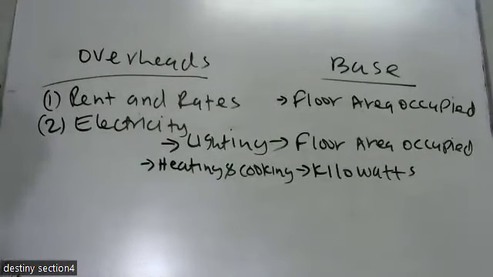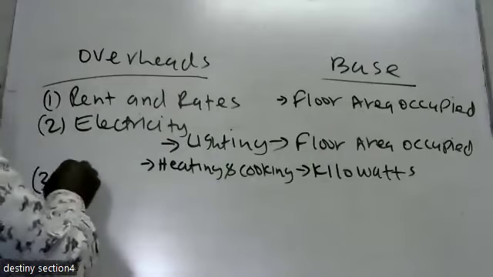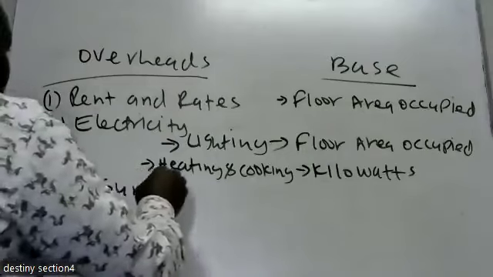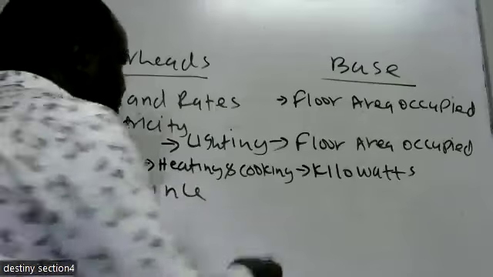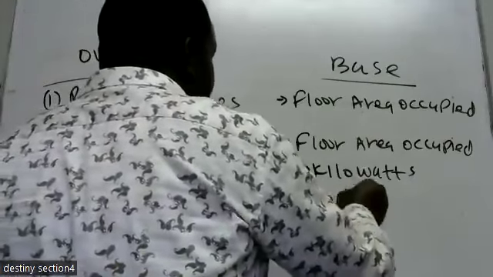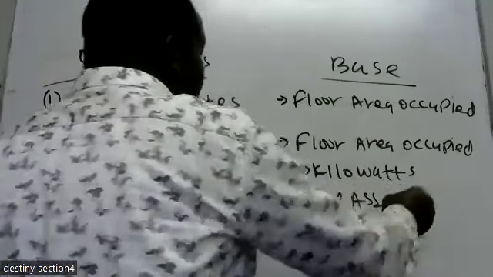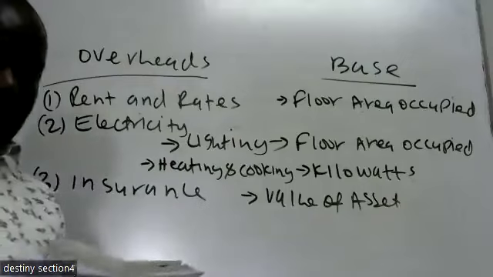The next one is insurance. So number three would be insurance. For insurance, we normally use the value of the asset being insured.